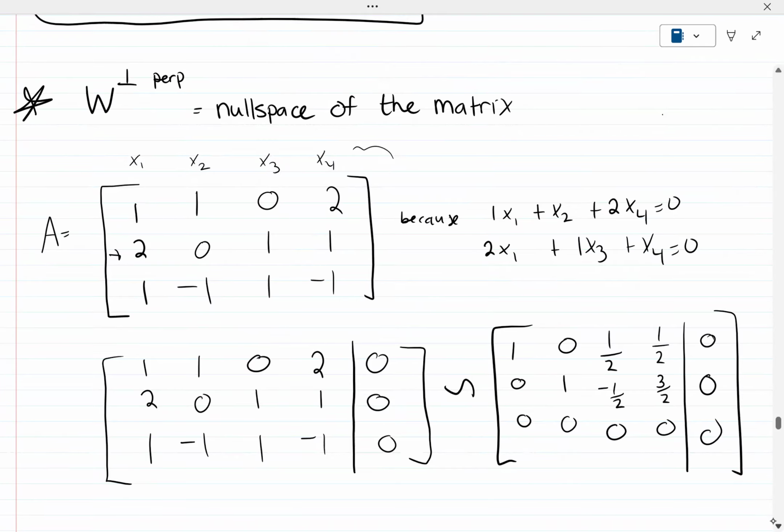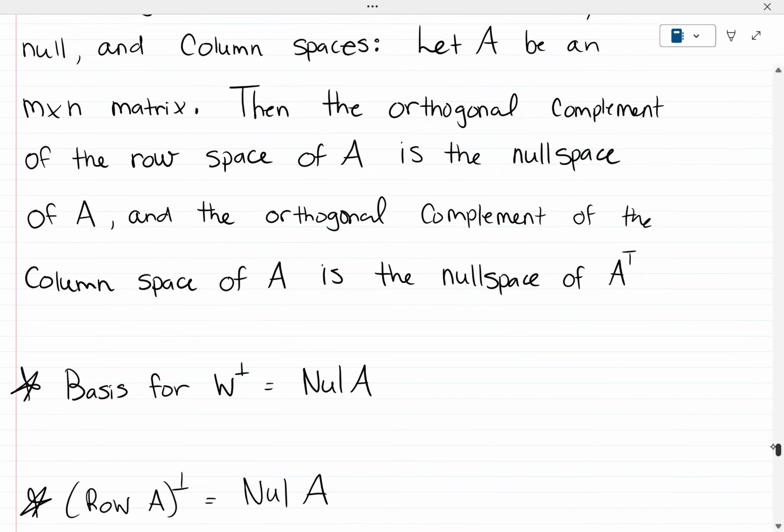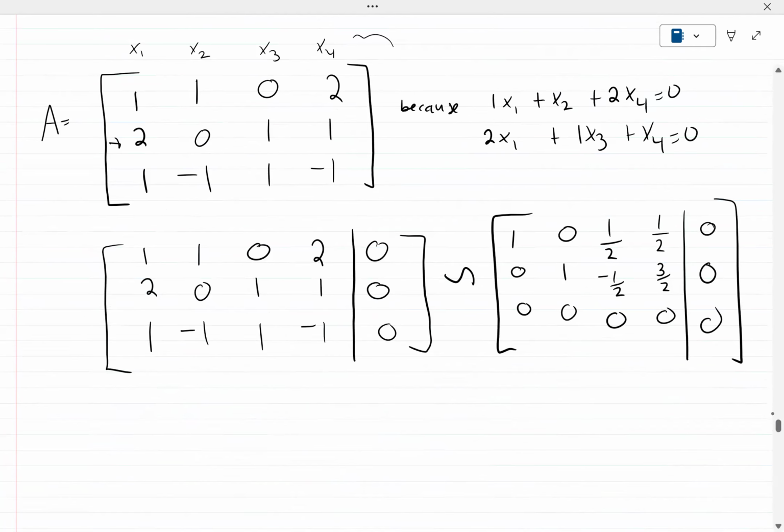So let me rewrite what we just did. We took our matrix A and then we augmented to 0 and then we row reduced it. So step 1.